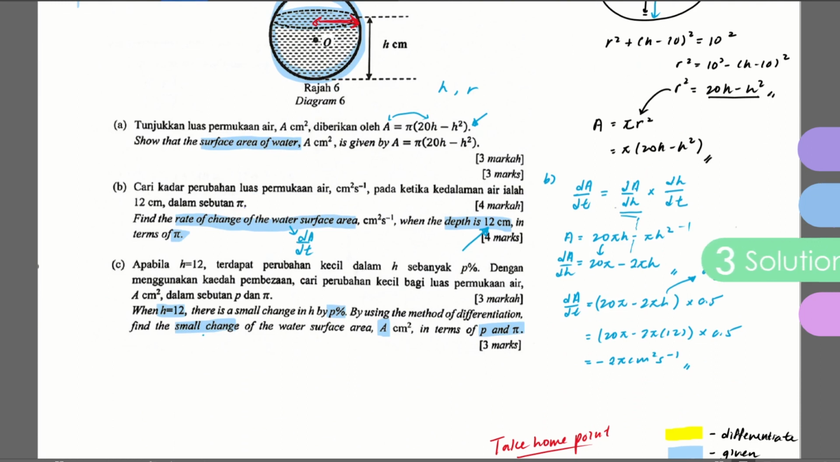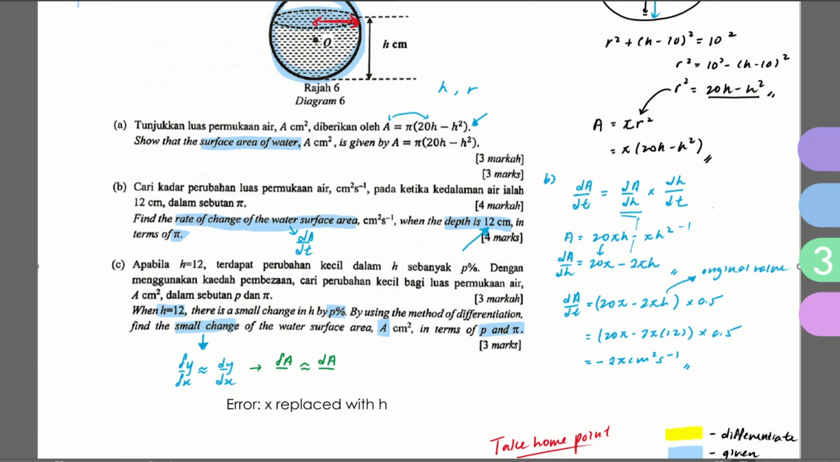So to find the small change, we can actually use this equation. But since we are finding the small change of A, I'll replace all the y's with A, and for h, I'll replace it with an unknown which is related to A, which is h in this case. So now we need to find two things, dA over dH and delta h. So dA over dH, we actually found it in part B, which is this. And we need to sub the original value of h. So in this question, it says h equals 12.